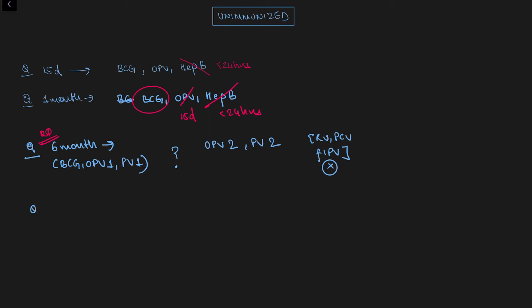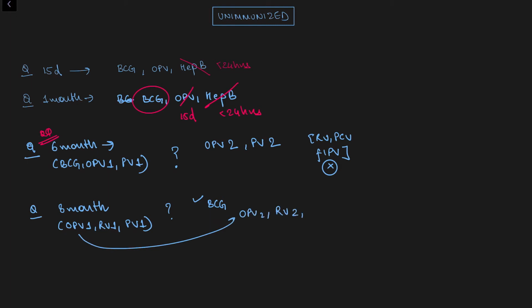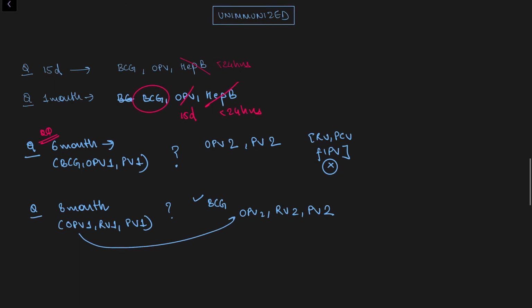Next scenario is an 8-month-old child who has already received OPV 1, rotavirus 1, and pentavalent 1. Now we will give him BCG as it can be given up to 1 year. Then, since the first dose has already been given, we will see a gap of 4 weeks and administer OPV2, rotavirus 2 and pentavalent second dose. So, the vaccines are OPV2, rotavirus 2 and pentavalent vaccine second dose.